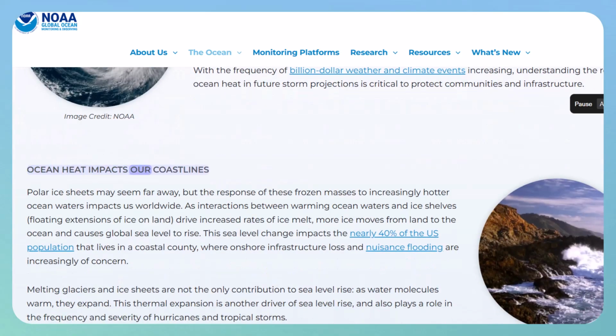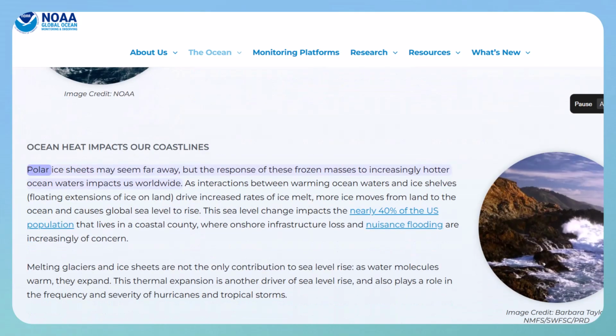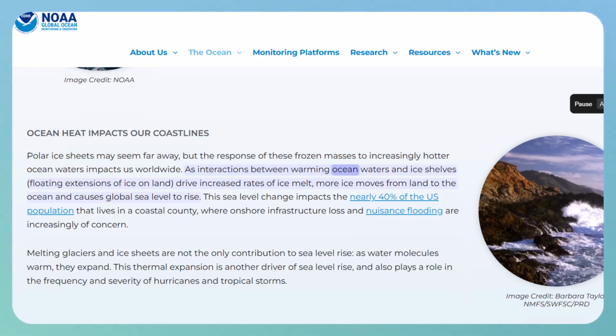Ocean heat impacts our coastlines. Polar ice sheets may seem far away, but the response of these frozen masses to increasingly hotter ocean waters impacts us worldwide. As interactions between warming ocean waters and ice shelves, floating extensions of ice on land, drive increased rates of ice melt, more ice moves from land to the ocean and causes global sea level to rise.